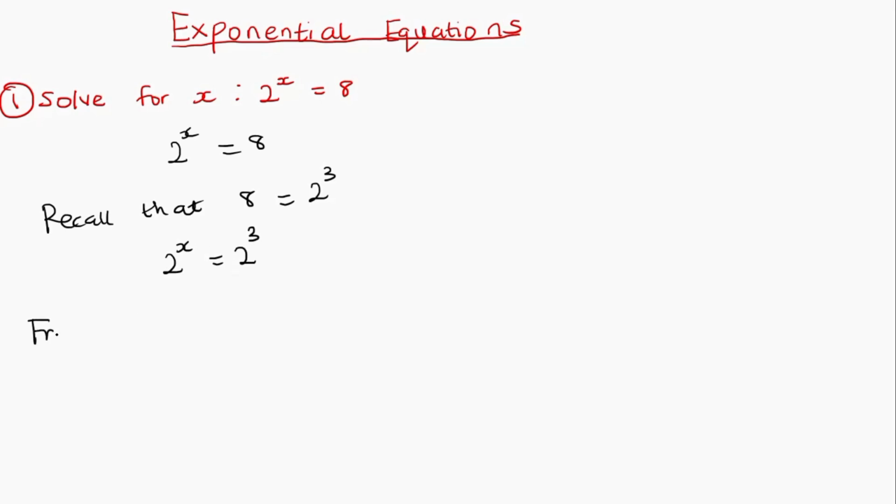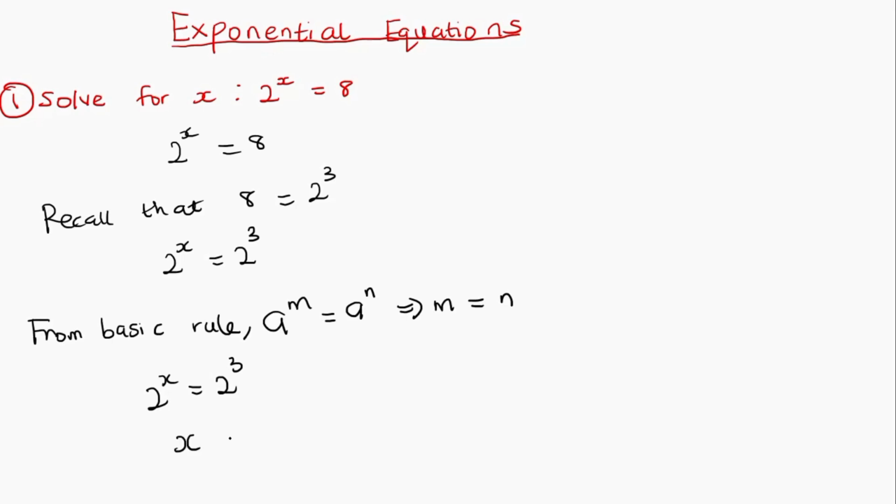And if you recall from the basic rule I gave previously in my video, I talked about the rules of exponential equations. And we have a rule that says if a^m is equal to a^n, then we equate the powers, whereby m is equal to n. So from this rule, 2^x is equal to 2 raised to the power of 3. So therefore x is equal to 3. And guys, this is the answer.